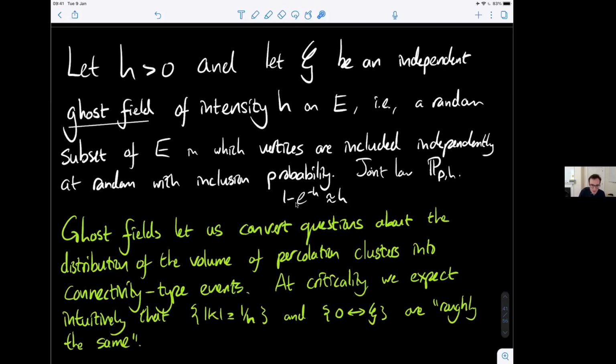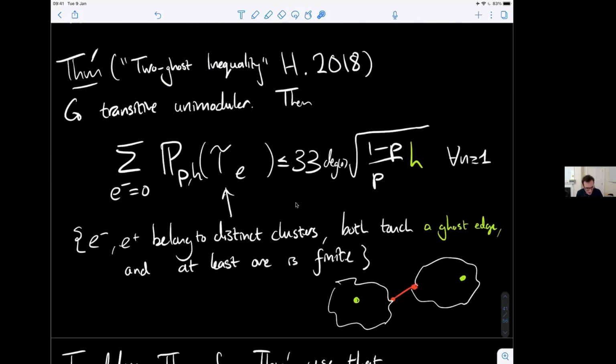Good, and of course, really one way of thinking about this ghost field stuff is it's really just a way of thinking about the Laplace transform of the distribution of the volume of the cluster. So in order to prove the two ghost inequalities I just stated here, really what we prove is this variation on it, where instead of looking at this event S_E that I had before, I'm going to look at this event T_E, which will also depend on the ghost. It will be the event that the two endpoints of e belong to distinct clusters, at least one of which is finite, and they both touch at least one ghost vertex, which could be the same one between the two clusters. Okay? And what we'll prove is that this is bounded, again, by some universal constant, but now instead of 1 over n inside the square root, we get h.